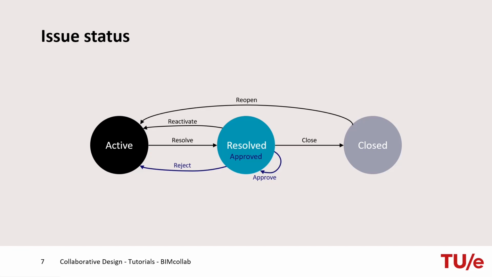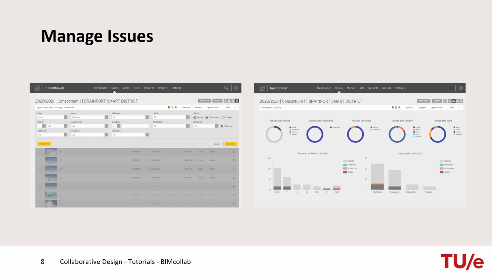BIM Collab Cloud keeps track of all issues and every change that is made to provide a full audit trail. That's why it is not possible for any user or admin to delete existing issues or changes made to these issues. BIM Collab Cloud can also be used to manage and monitor issues throughout the duration of the project.